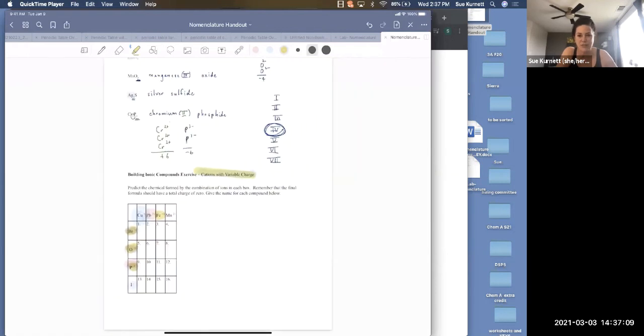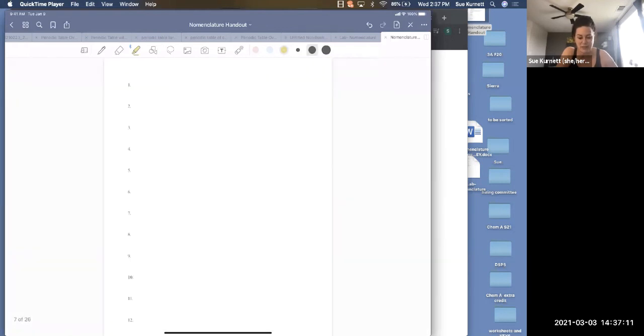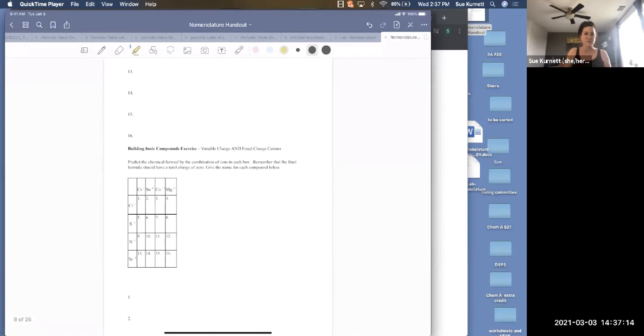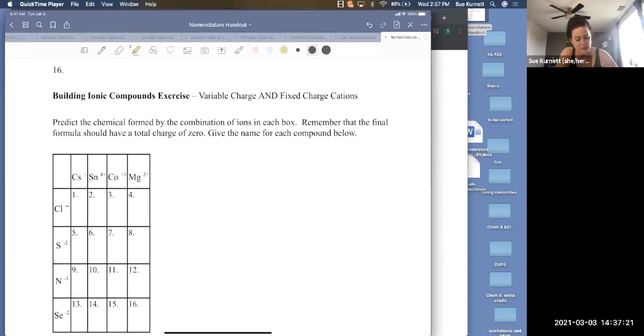And then, so I'm not going to do the worksheet now unless you need me to. I'm just kind of giving an overview of how this works so that you can do it successfully. Do some work, find out what your questions are, and then ask them. And then here we have variable and fixed. So you have to decide, do I state that charge or not? If it's cesium, are you going to state the charge, cesium 1? It's in group 1.